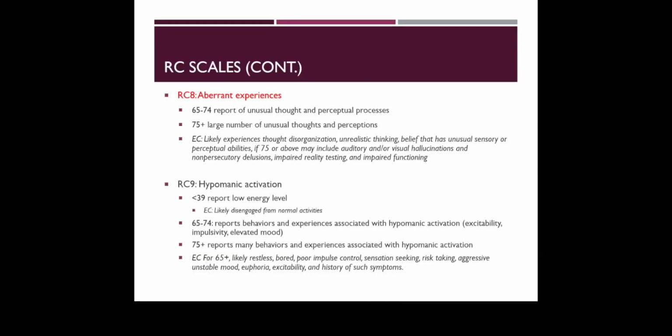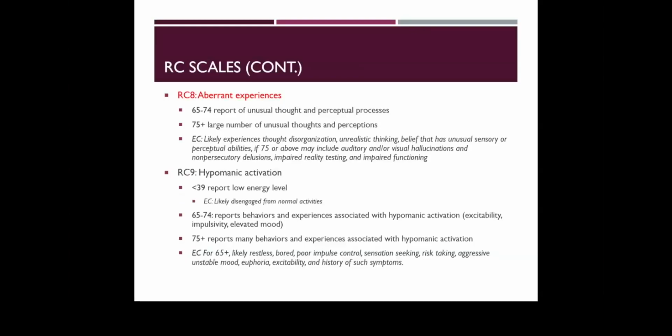RC9 is hypomanic activation, can be interpreted low or high. So low scores report a low energy level, and so you might need to look back at other indicators of low positive emotions, such as 2, for example. However, high scores are in the direction of reporting behaviors and experiences associated with hypomanic activation, and the empirical correlates are not a surprise. And the manual indicates you definitely want to look at some other scales to look at the nature of those likely hypomanic activation symptoms. So the impulsivity scale, the activity scale, aggression, and even cynicism. So those were the clinical scales.